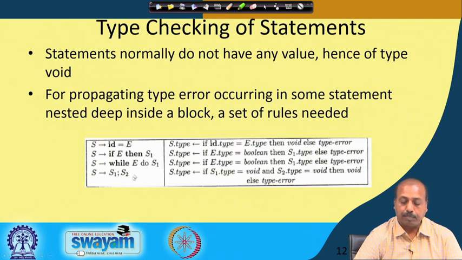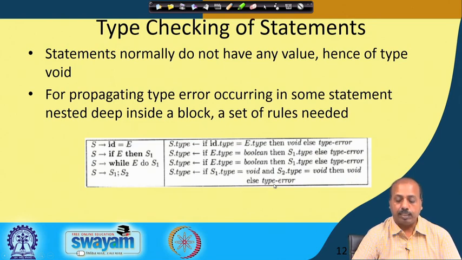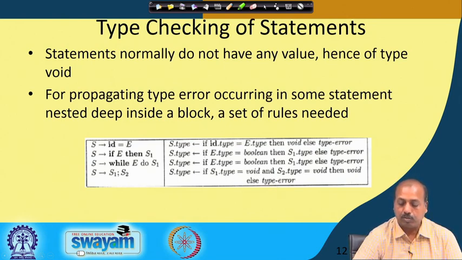So, here also it is the same, and then this is the concatenation of statements S1; S2, the successive occurrence of two statements S1 and S2. If S1.type is void and S2.type is void, then the type of S will also be void, otherwise the type of S is type error. So, if there is an error in S1 or S2, then their types are not void, and in that case it will be a type error.